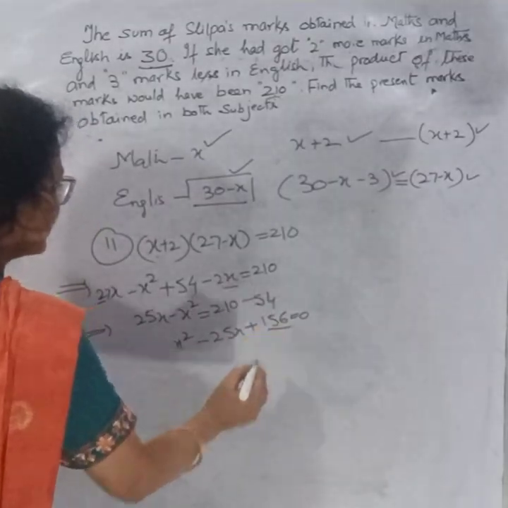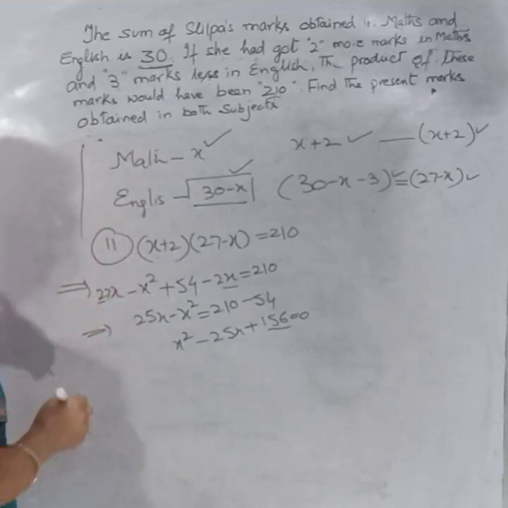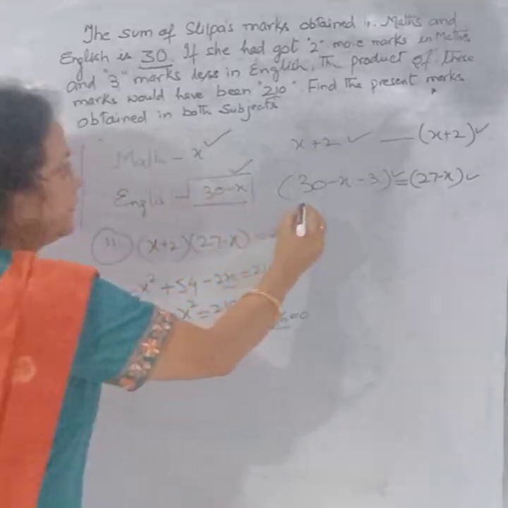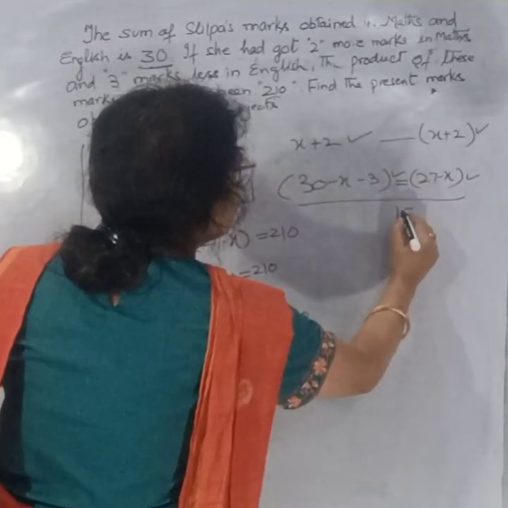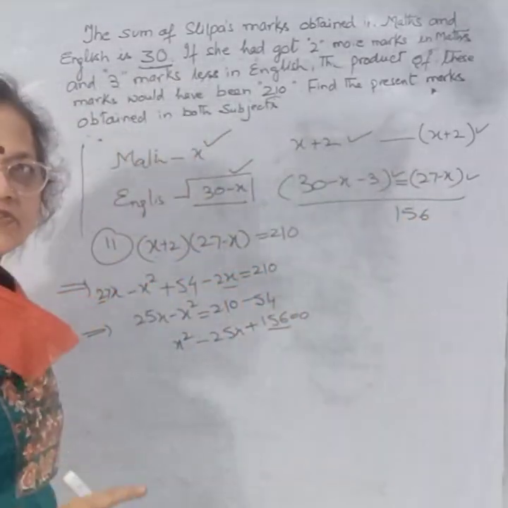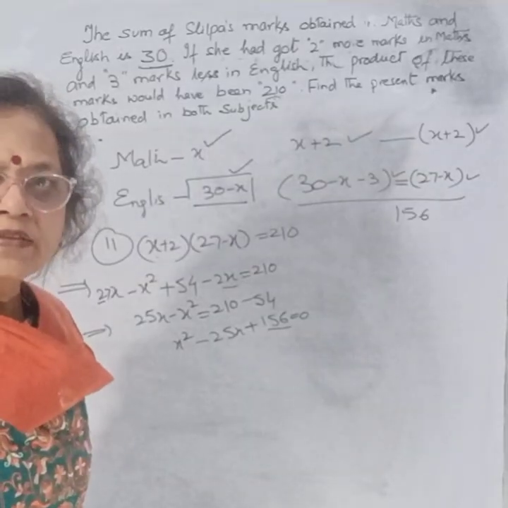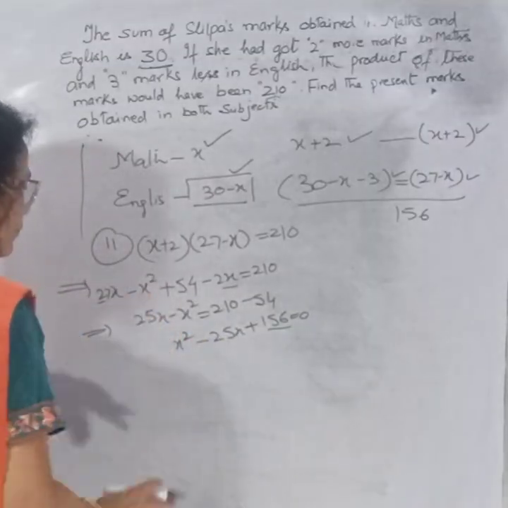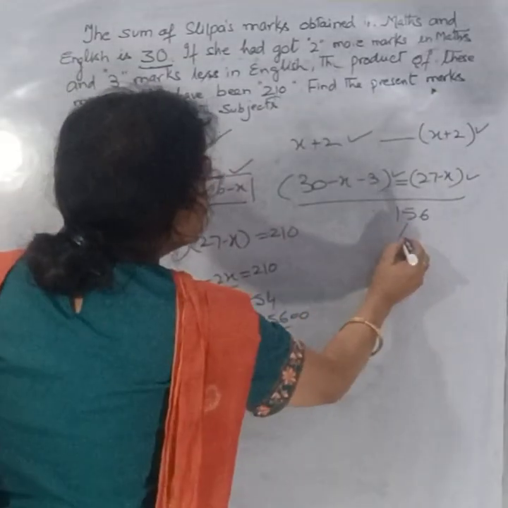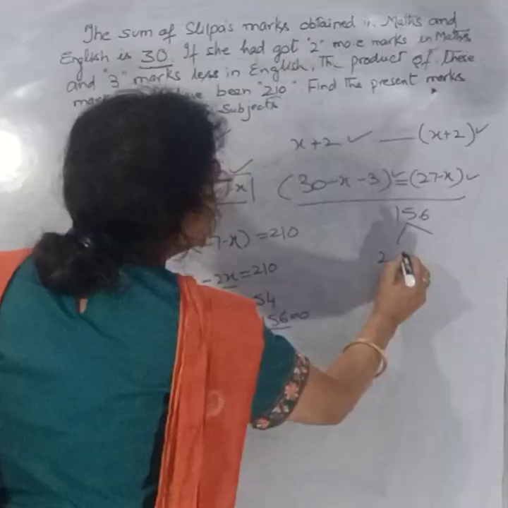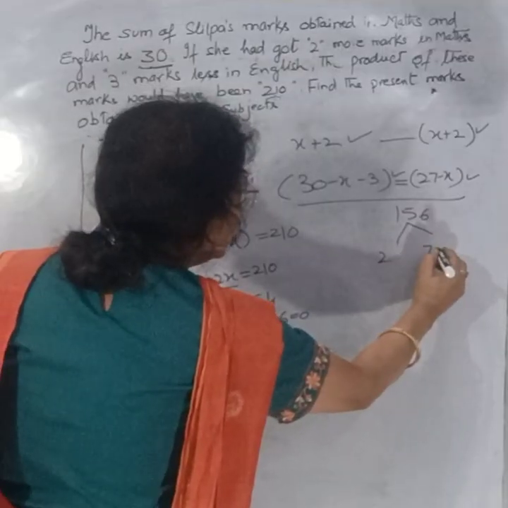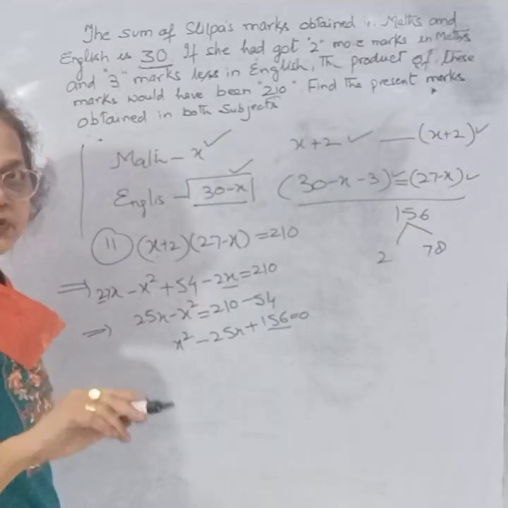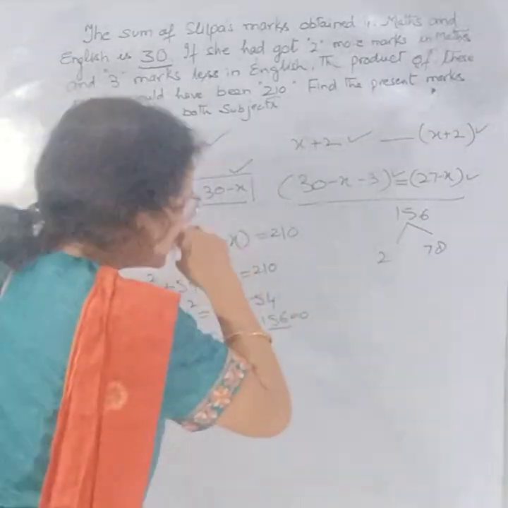Now this is to be factorized. We have to make factors. In order to do this factorization, 156 is to be divided into two portions in such a way that the product should be 156 and the addition should be minus 25. Now we have divided this by 2, then it will become 78. The addition of these two is either 80 or subtracted 76. This is not considerable.